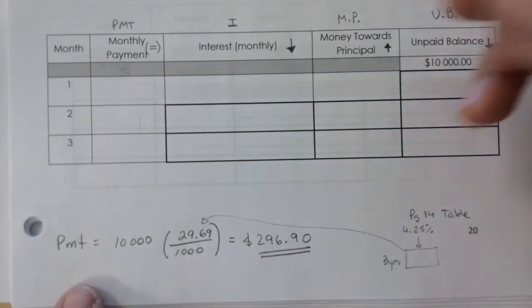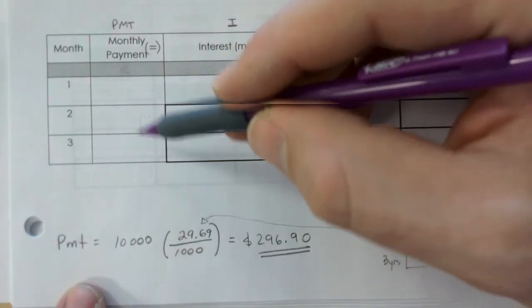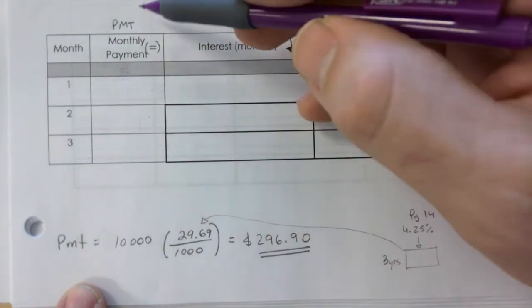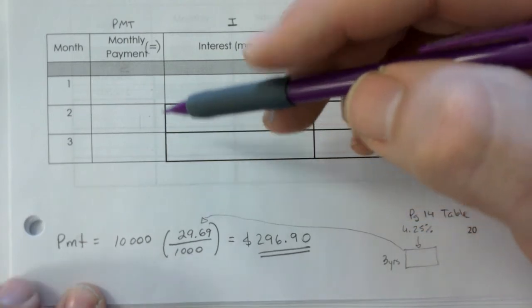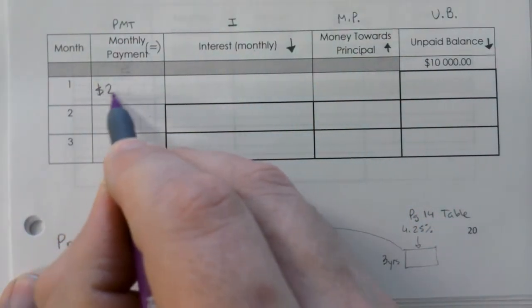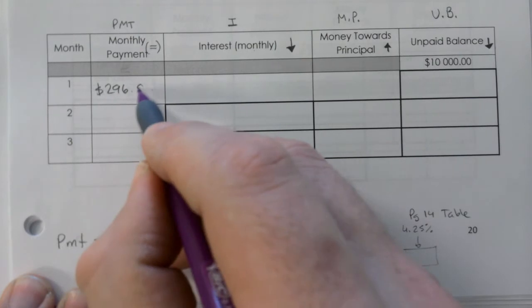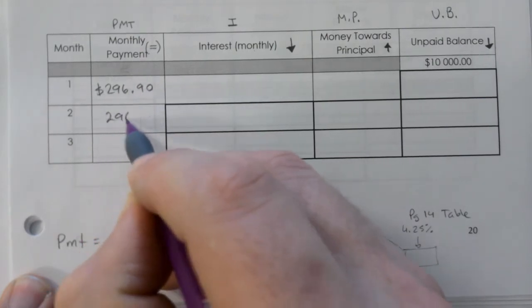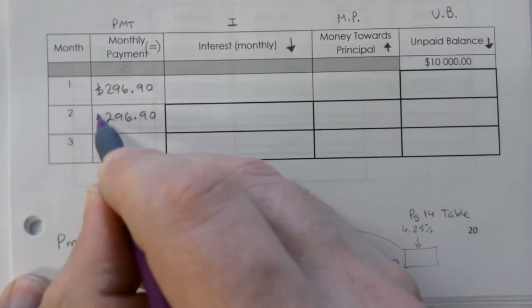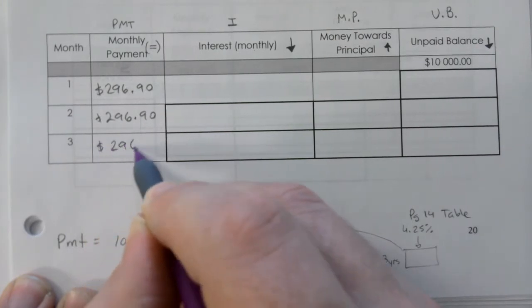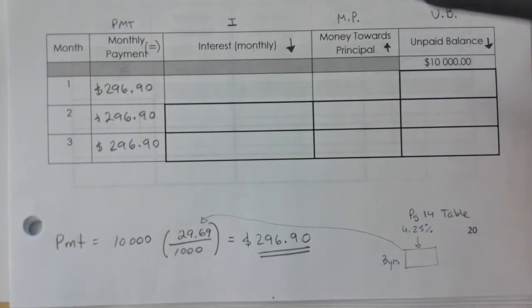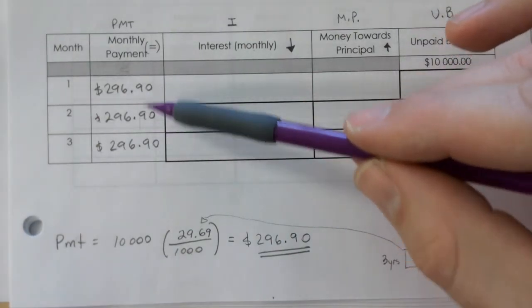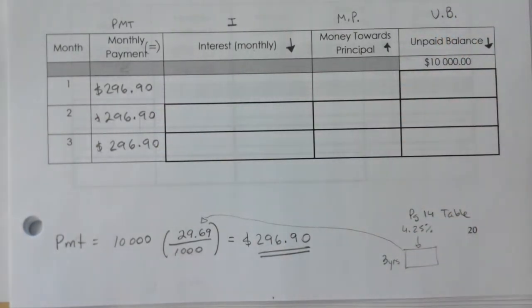So you can feel free to just fill in every month. We're only doing this for the first 3 months, even though if you do this over 3 years, it should be 36 of these. So 296.90, 296.90. Don't forget your dollar signs. 296.90. Okay. So you figure out the payment. That stays the same throughout the 3 years. Okay.